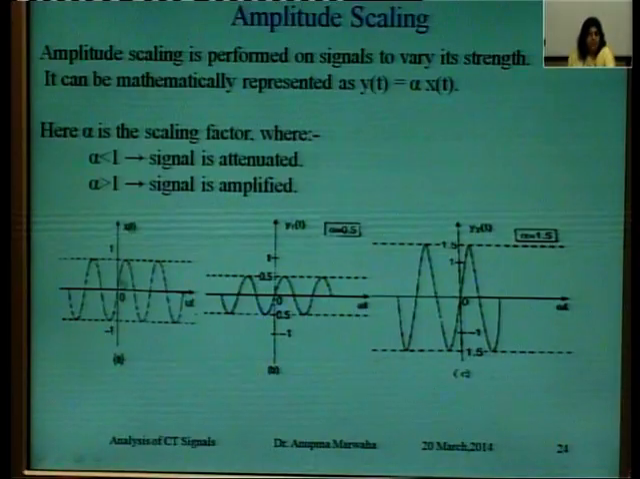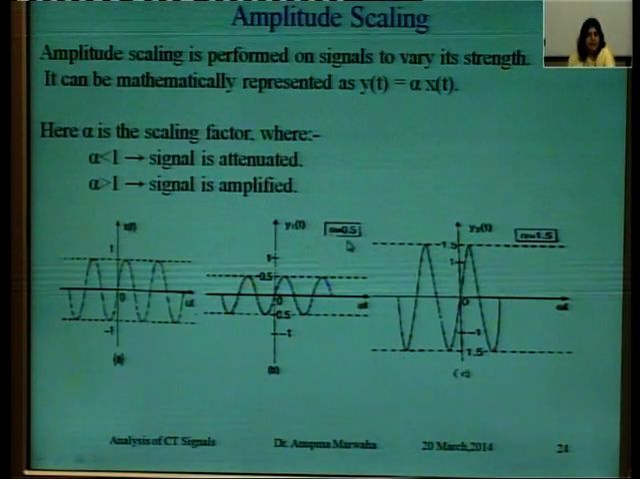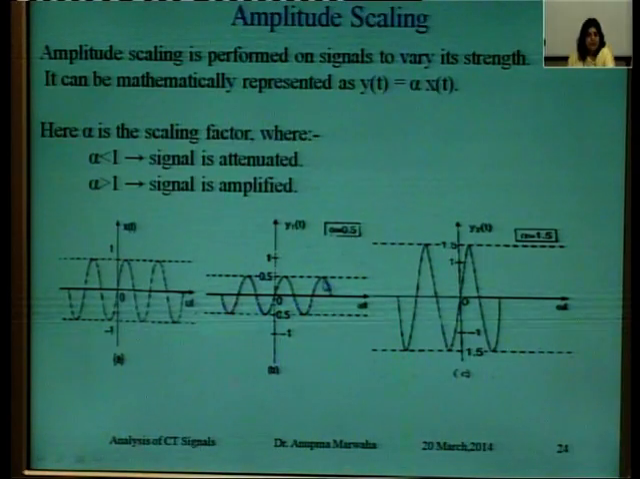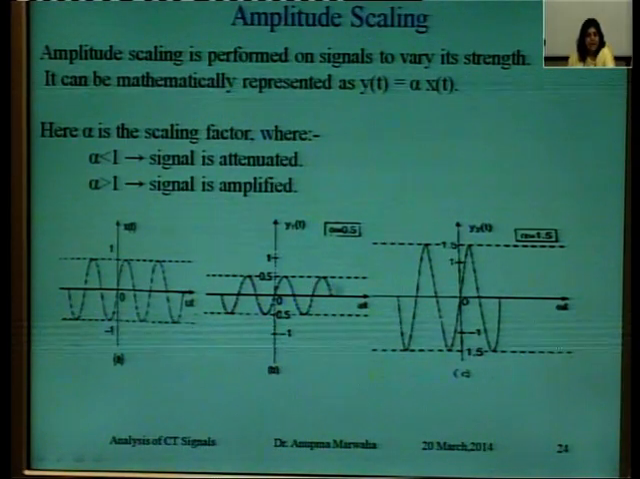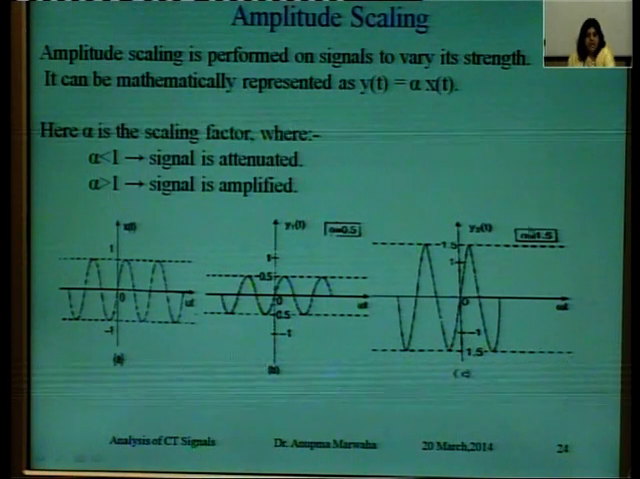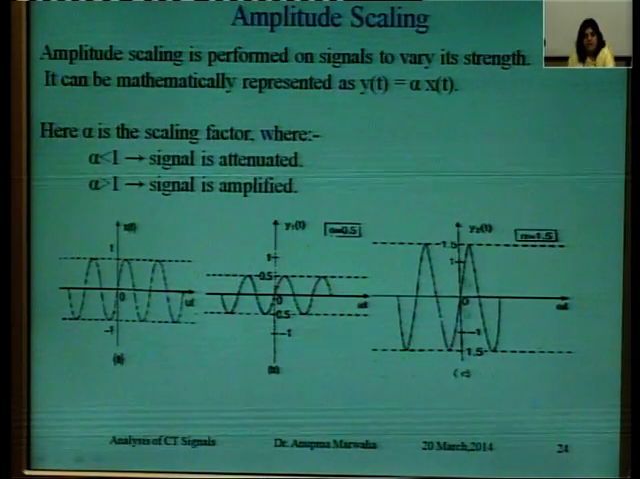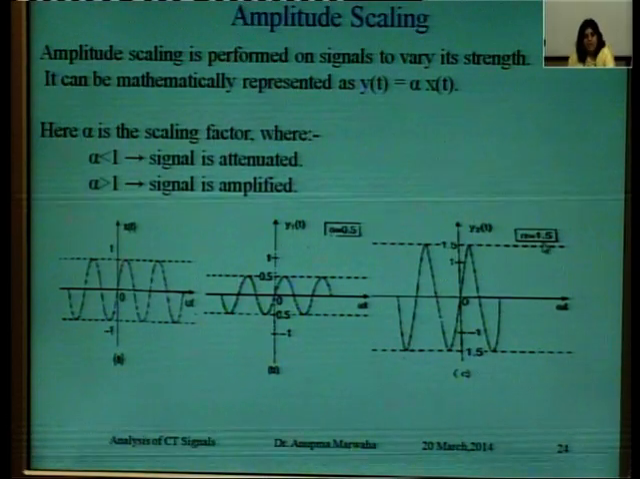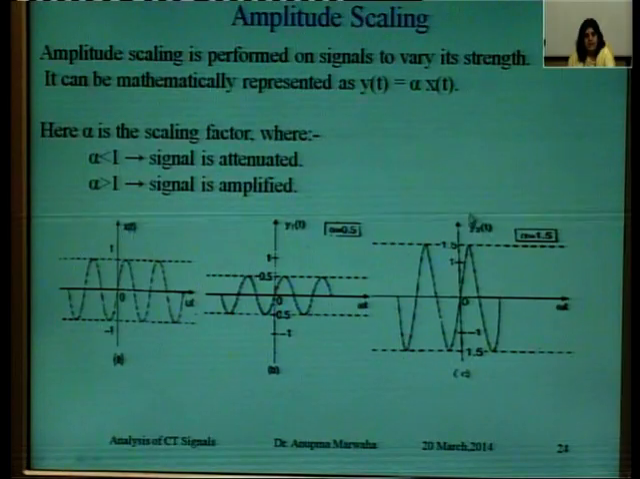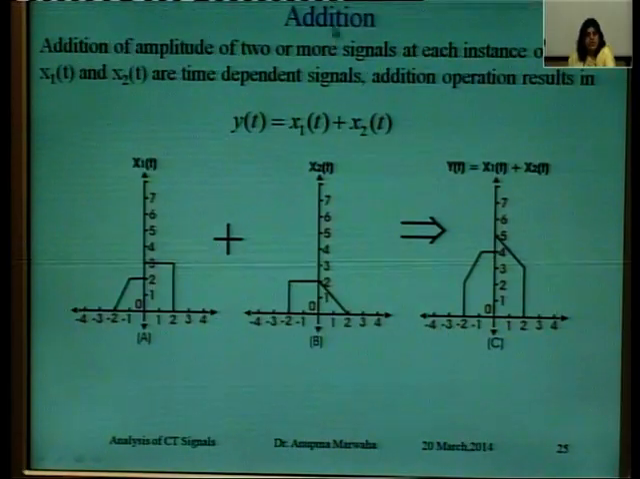Let this be the signal x(t). If the value of alpha is less than 1, say 0.5, then the signal gets attenuated, and if the value of alpha is greater than 1, then the signal will be amplified, as can be seen in this case. The value of alpha is 1.5, the signal x(t) gets transformed into 1.5 times x(t), so y(t) will be 1.5 times x(t). So, it is amplified.